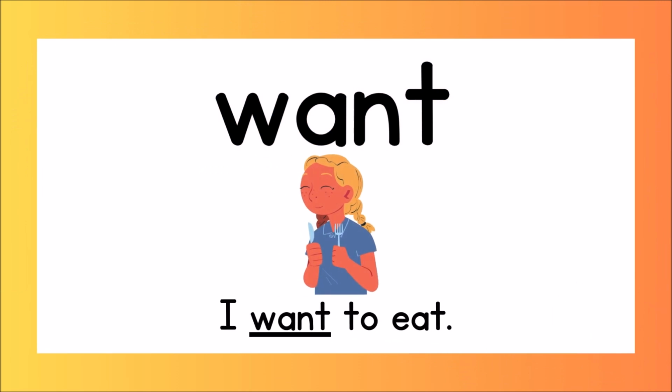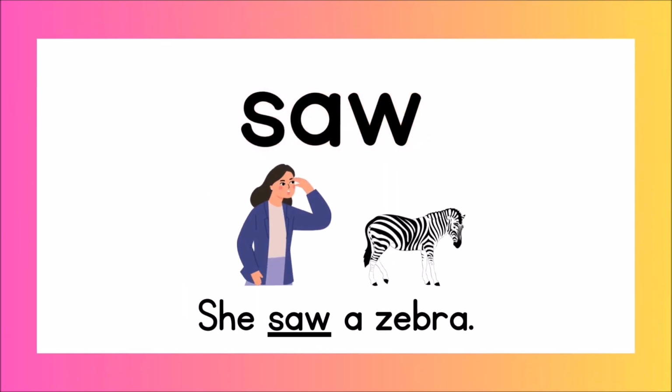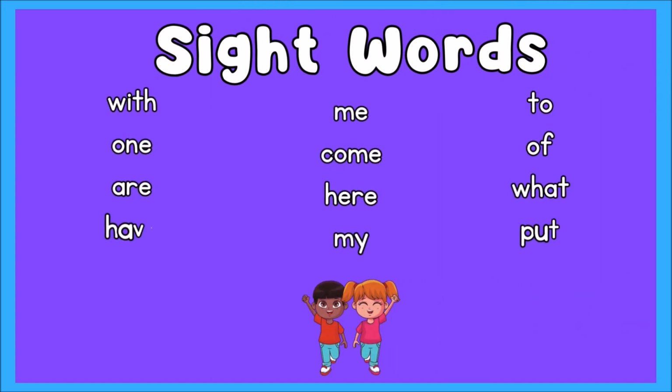Want. I want to eat. Want. Saw. She saw a zebra. Saw. The sight words in this video are with, one, are, have, to, look, me, come, here, my, to, of, what, put, want, saw.